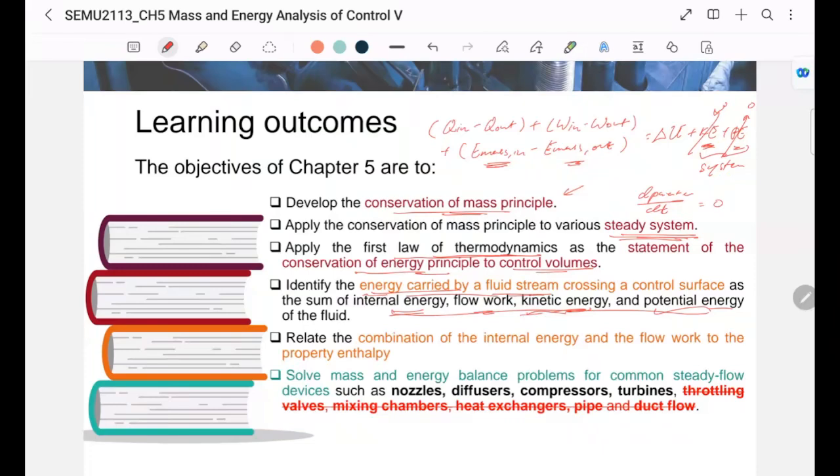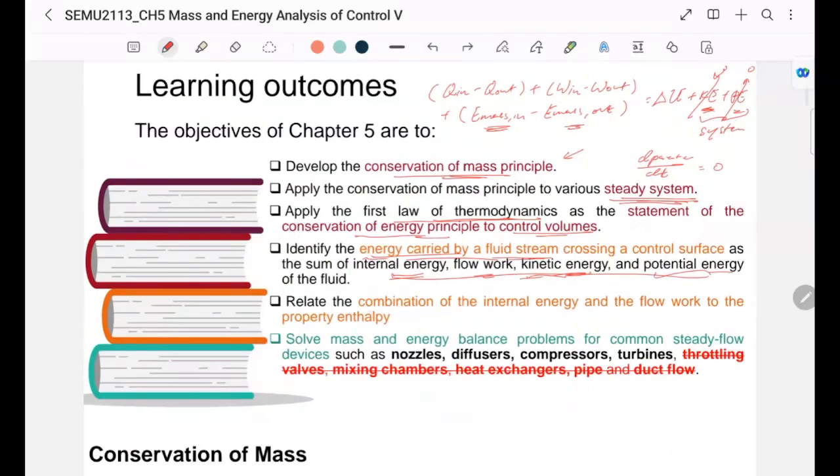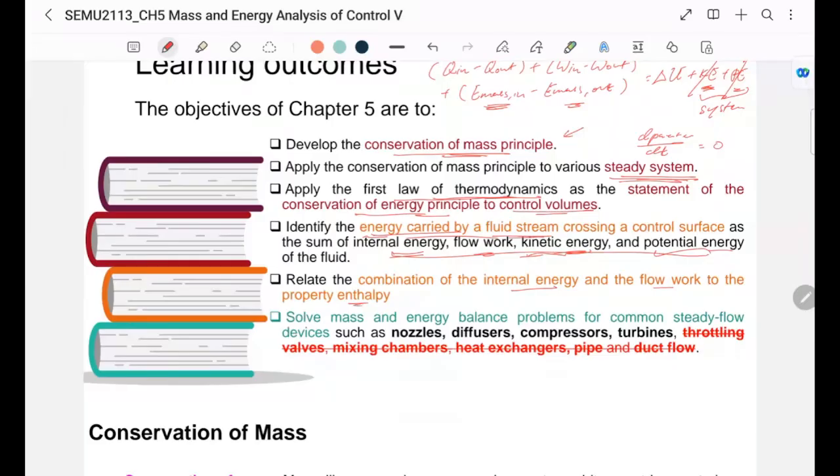Okay, but now we're talking about the fluid, the mass itself only. And then relate the combination of internal energy and the flow work, which is the work done by the flow, to the property of enthalpy. So we'll be looking at enthalpy today. And then we'll be solving the mass and energy balance problem for common steady flow devices.